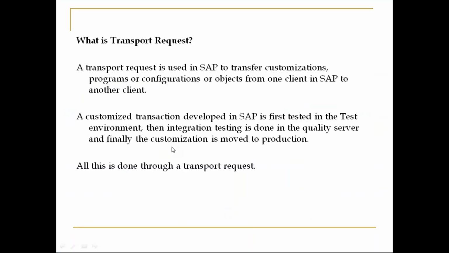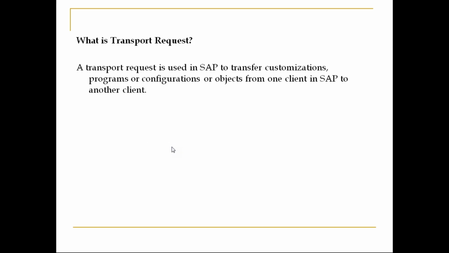Now let us revisit this. A transport request is used in SAP to transfer customizations, programs, configurations or objects from one client in SAP to another client. So the transport request which got generated, that code will be moved from one client to another client. Once we move the transport request, whatever configurations are saved in the transport, all of them will be moved.